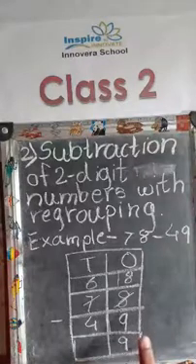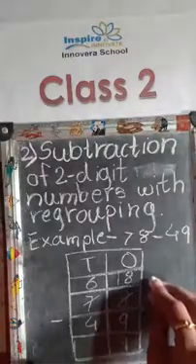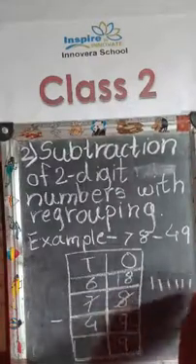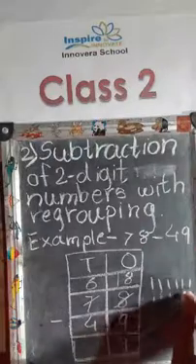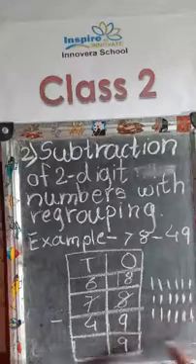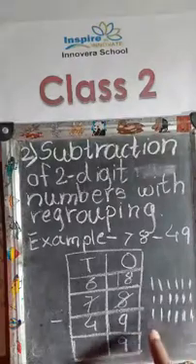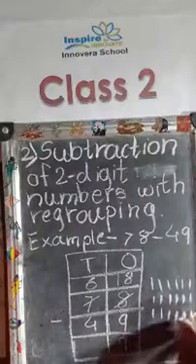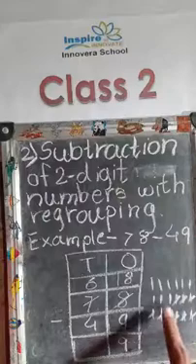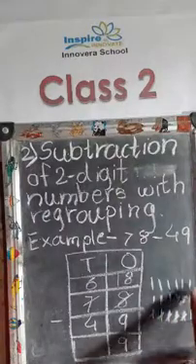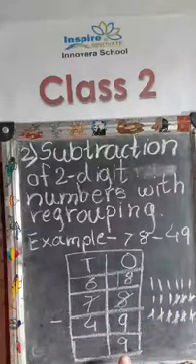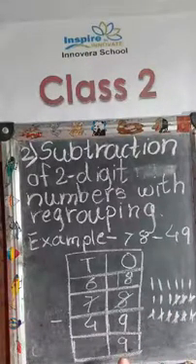Otherwise, if you don't know how to do it this way, you can draw 18 lines over here. 1, 2, 3, up to 18. And you can cut 9 lines out of them. 1, 2, 3, 4, 5, 6, 7, 8, 9. So how many lines are left over here? 9. So our answer is 9. Okay.